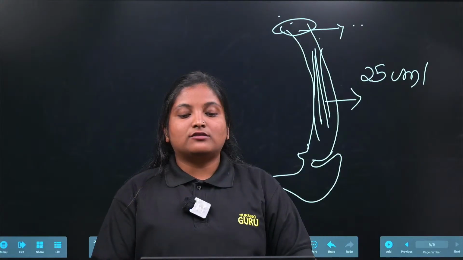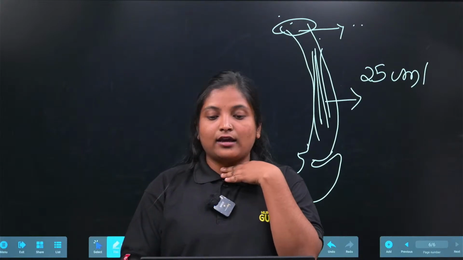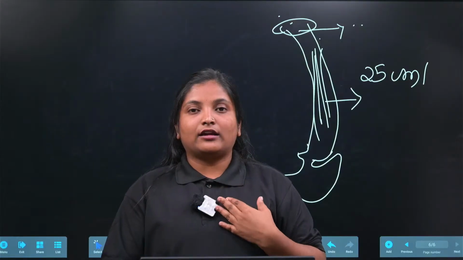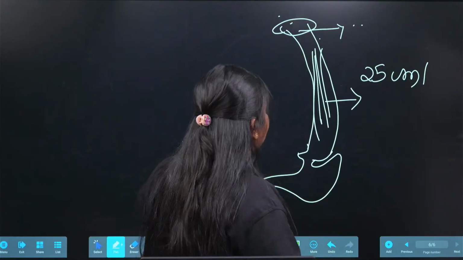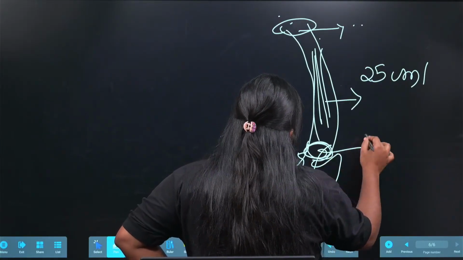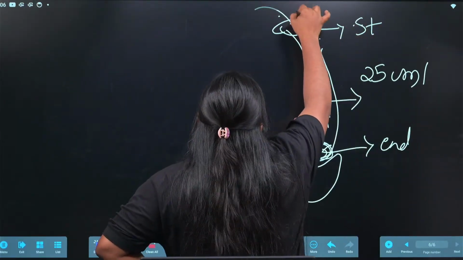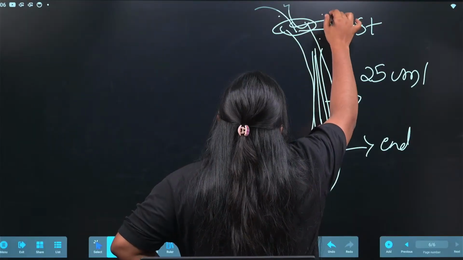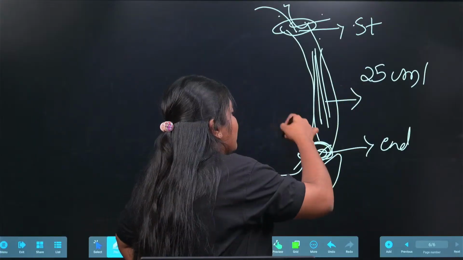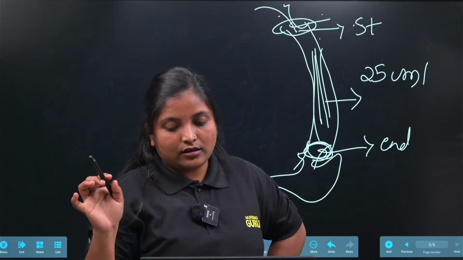It begins at the lower part of the neck and terminates in the upper part of the abdomen. Here you can see this is the upper part of the abdomen. Here only it is going to end. It starts here, but the pharynx ends here. So when the pharynx ends, the esophagus starts. At the first part of the stomach, the esophagus is going to end. So this is the thing you have to know.